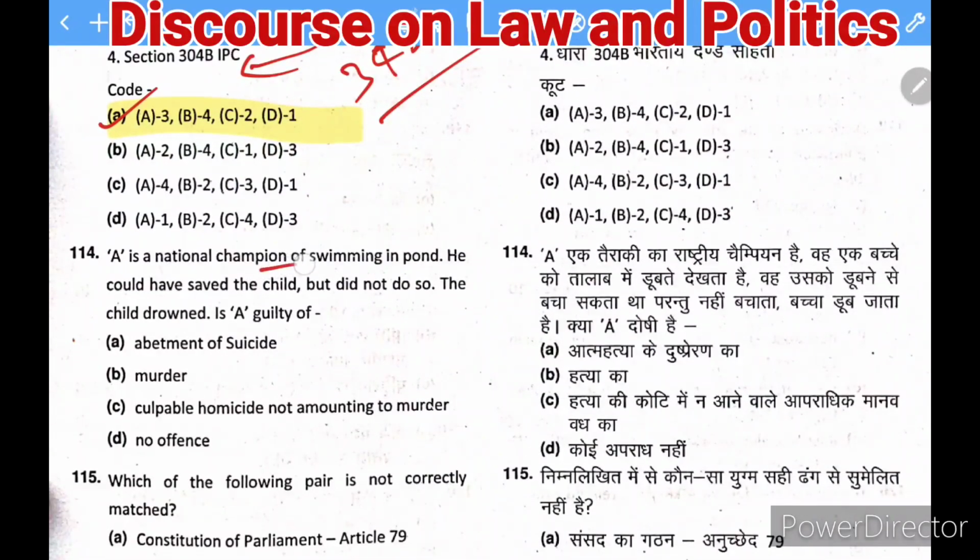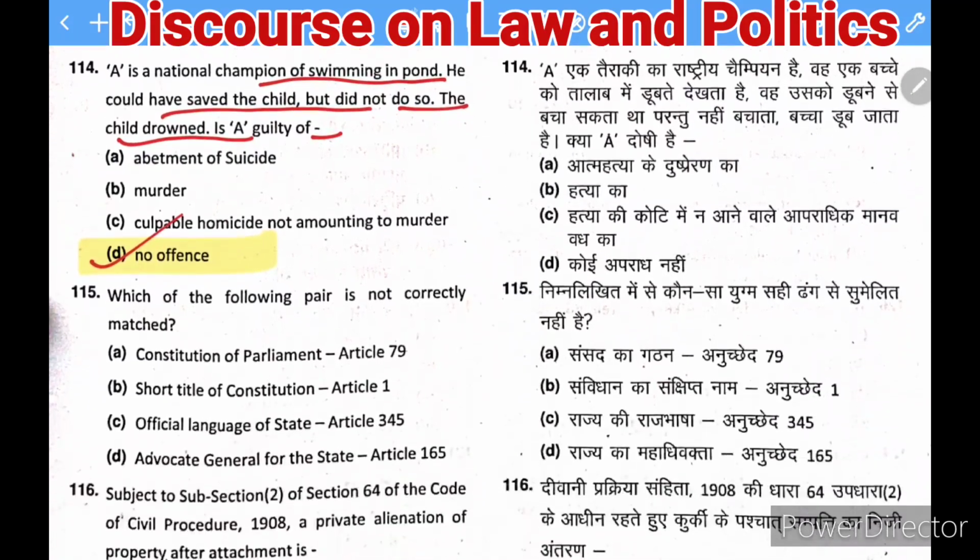A is a national champion of swimming in the pond. He could have saved the child but did not do so. The child drowned. A is guilty of. So he was a champion of swimming but he has no mens rea. Therefore, despite not being ready to save that child, he has committed no offense. So this is the right answer here. Okay. Moving to the next question.